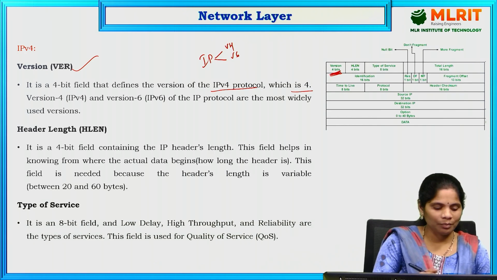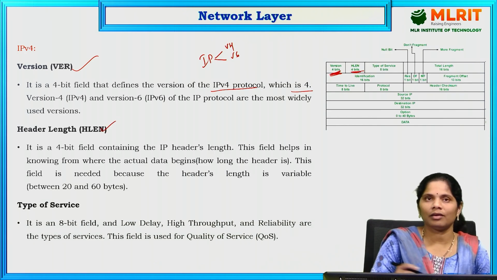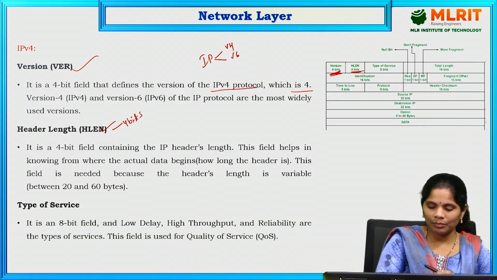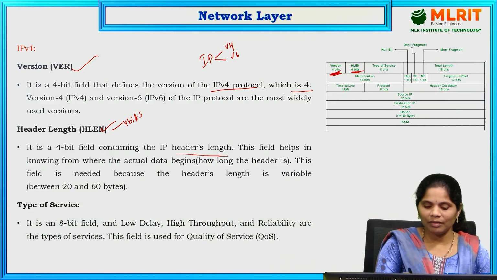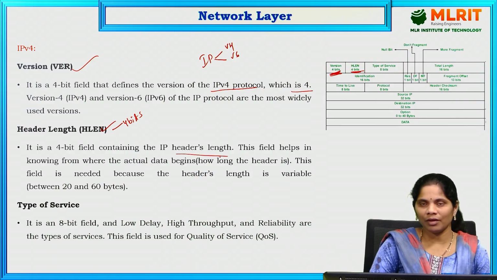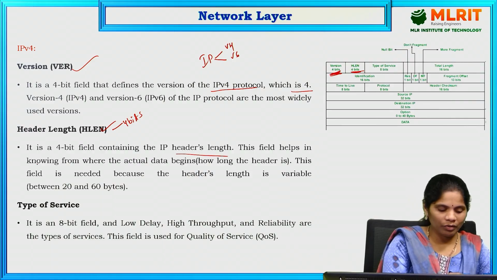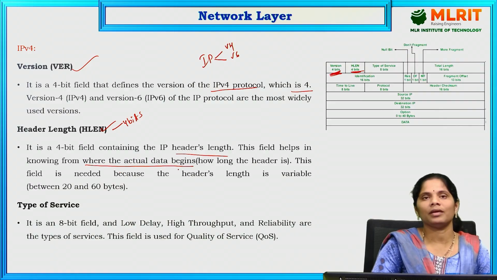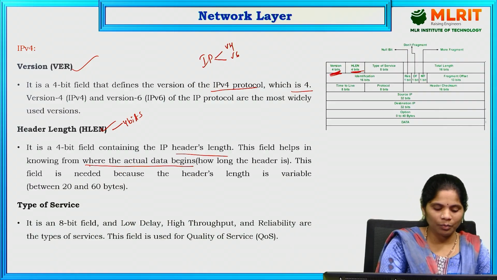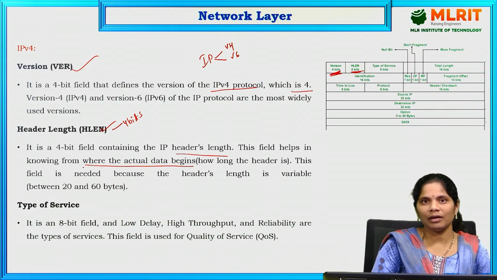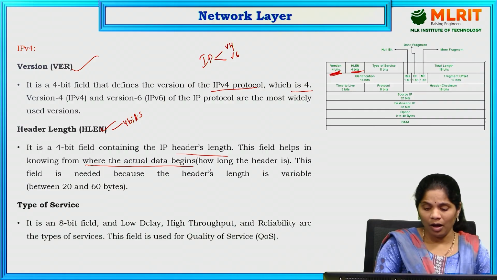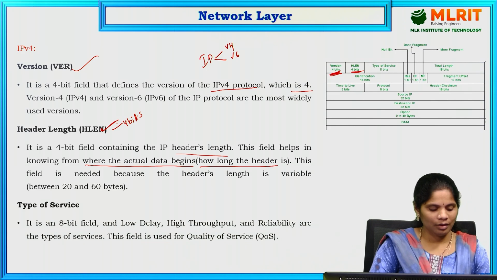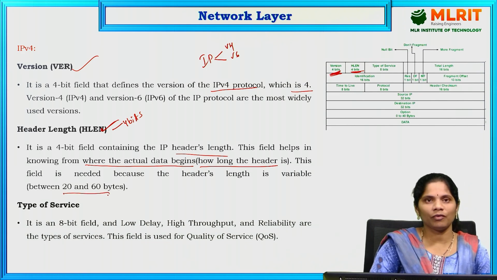At the same time, header length. What is the header length here? Header length is 4 bits only. It is talking about the length of the header. Header length is mainly saying where the actual data is going to begin, and at the same time how long the header is going to be. It is in between 20 to 60 bytes.